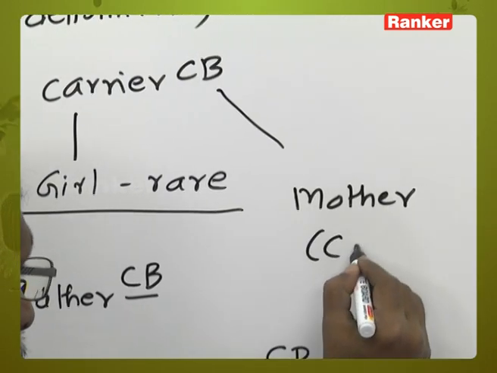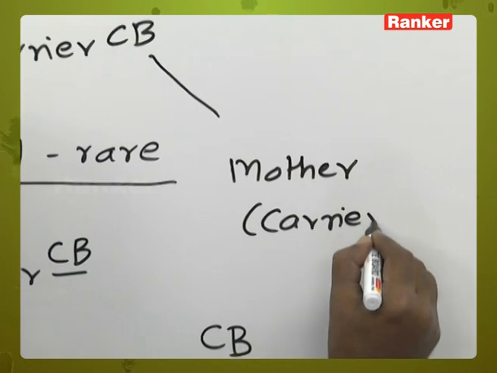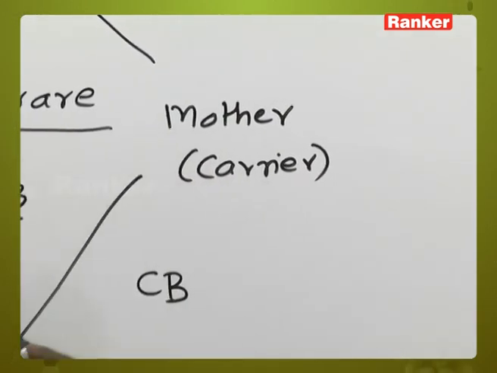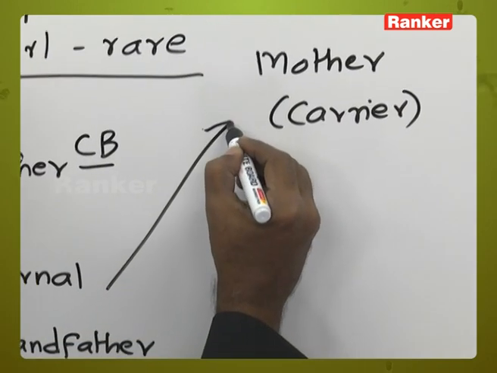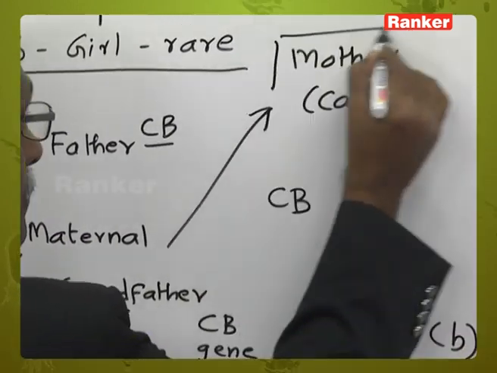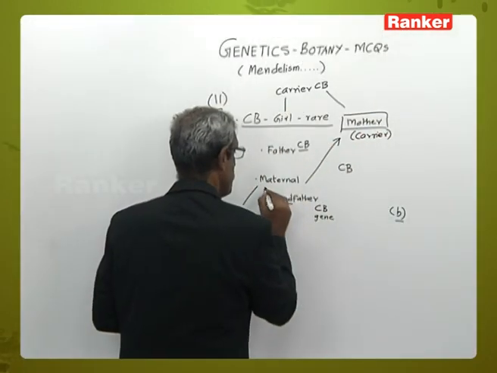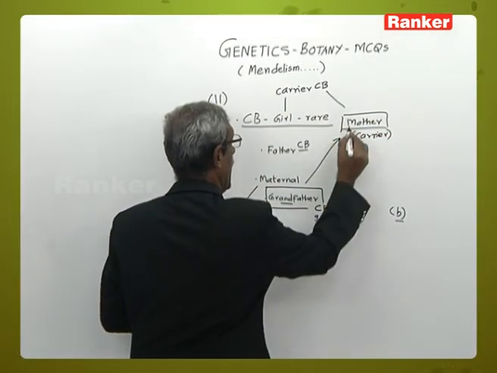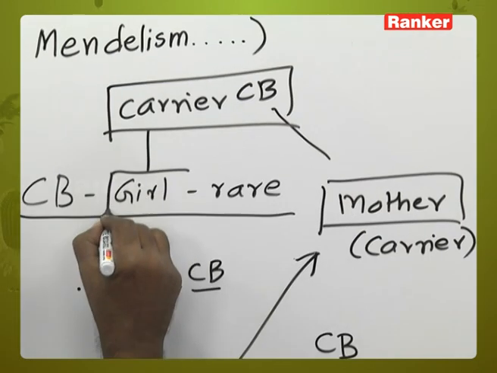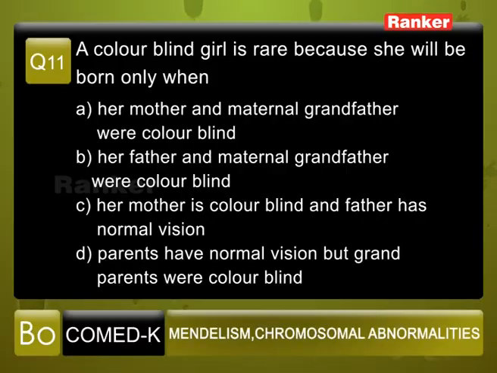And mother is also a sort of a carrier because she inherits the gene from the grandfather. So, the colorblindness gene from the grandfather goes to the mother, and from the mother the carrier of colorblindness is a sort of a girl. So, hence the probability or the answer to question number 11 is B.